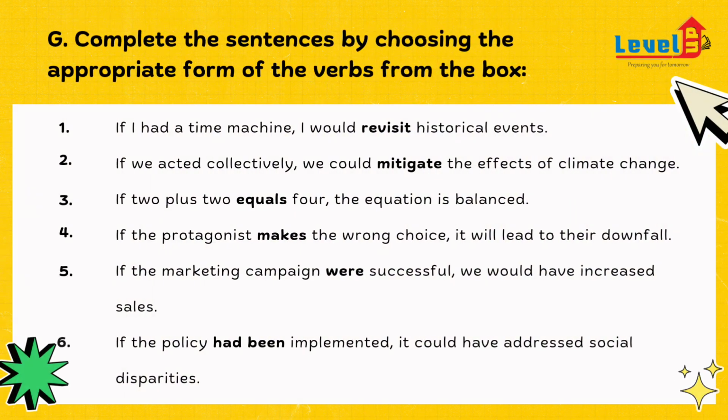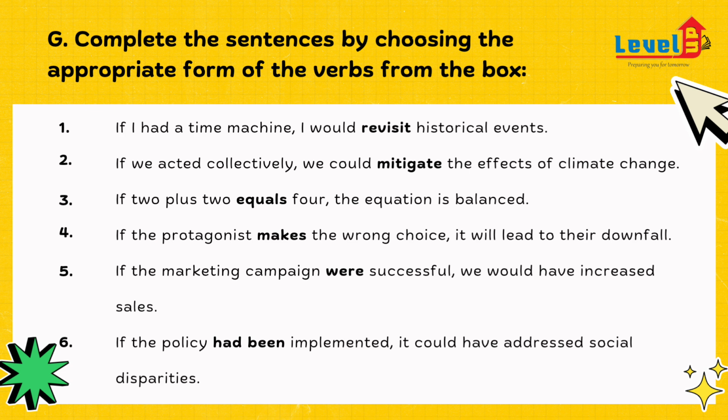G. Complete the sentences by choosing the appropriate form of the verbs from the box. 1. If I had a time machine, I would revisit historical events. 2. If we acted collectively, we could mitigate the effects of climate change. 3. If 2 plus 2 equals 4, the equation is balanced.